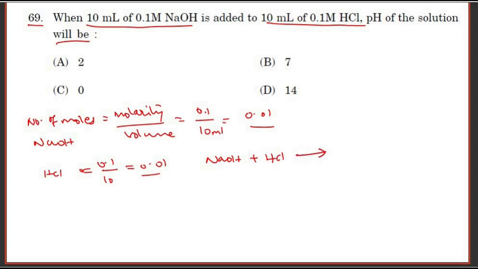Both are equal, which react to give NaCl plus H2O. Hence, the pH will be neutral, that is equal to 7. The pH will not be acidic and the pH will not be basic. Hence, option B is correct.